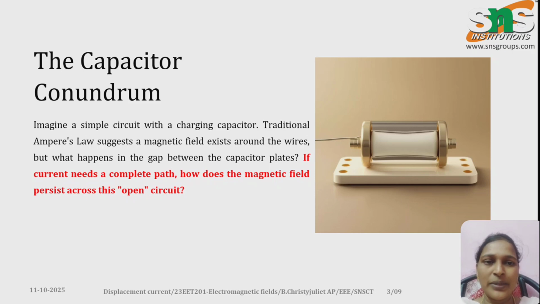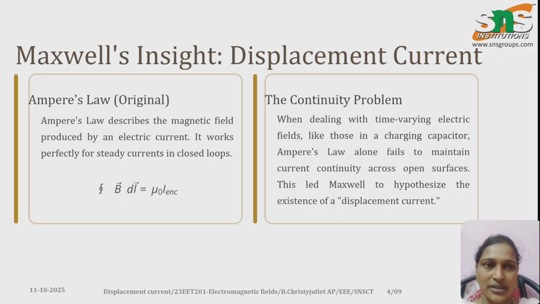We know that a parallel plate capacitor will have two plates with a dielectric medium in between, right? So if the current needs a complete path as per Ampere's law to flow, then a magnetic field is produced, right? But in the case of a capacitor, the circuit is not closed. Then how does the magnetic field persist across this open circuit? That we are going to discuss in detail. That continuity in current flow is due to the concept called displacement current.